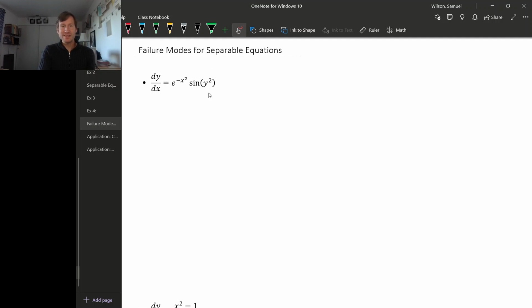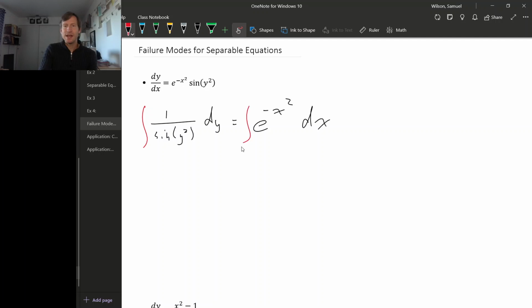So let's look at this example. dy dx equals e to the minus x squared times sine of y squared. We could start out by separating. So we're going to get 1 over sine y squared dy equals e to the minus x squared dx. Okay, now we need to integrate on both sides.